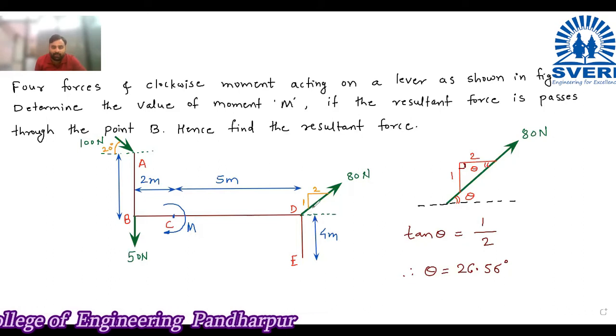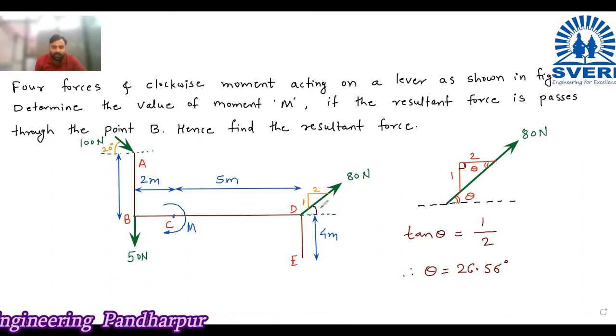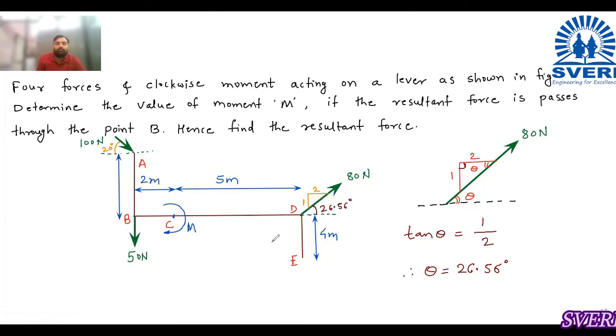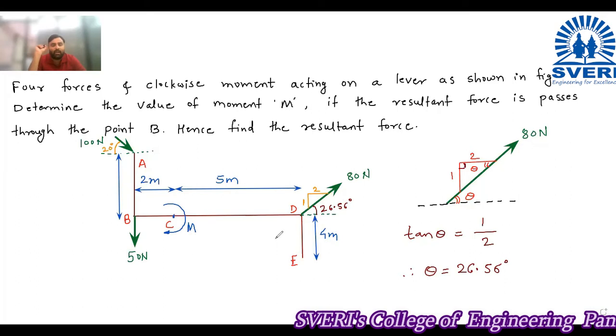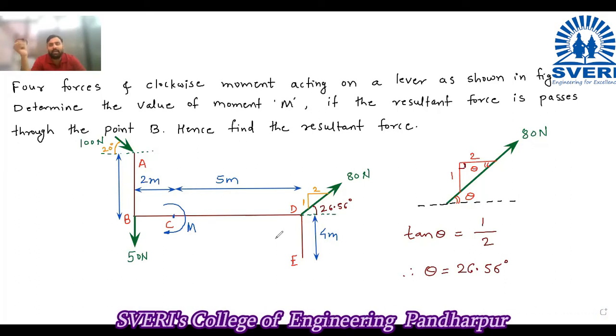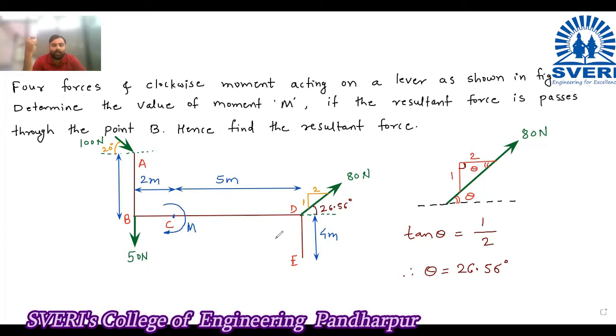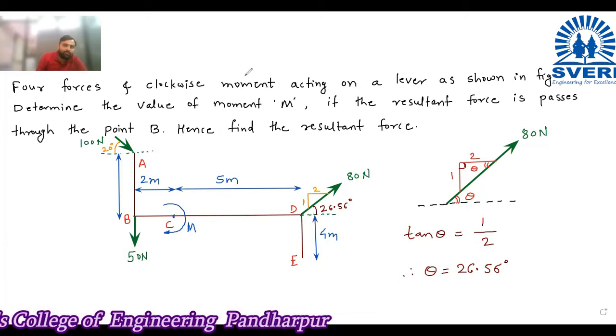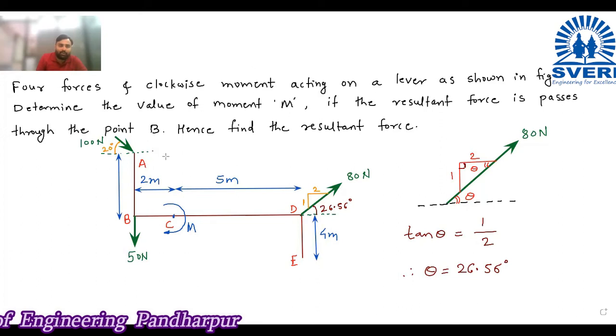So theta is 26.56. Now we know the value of this angle: 26.56 degrees. Now go by our normal procedure. We will resolve the forces and then consider their components for the further calculation. We will calculate summation Fx, summation Fy and R. Very simple.